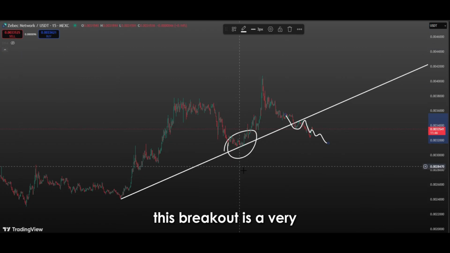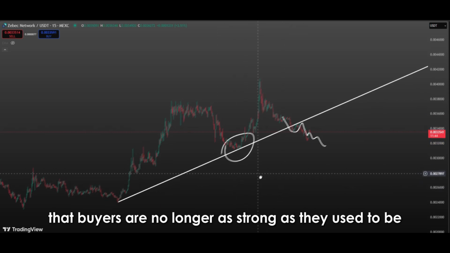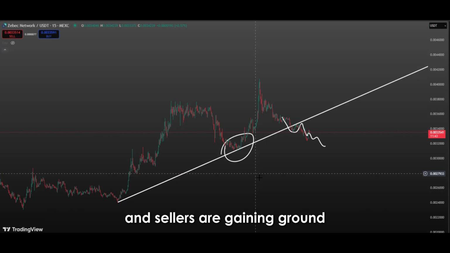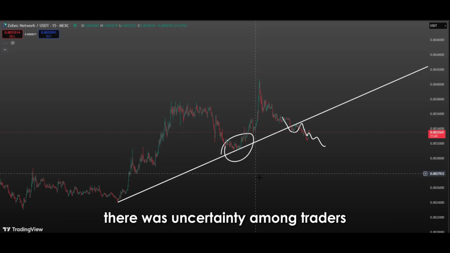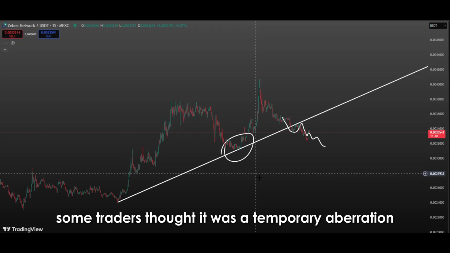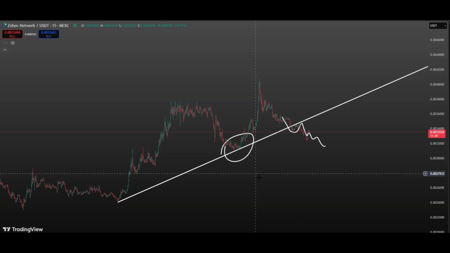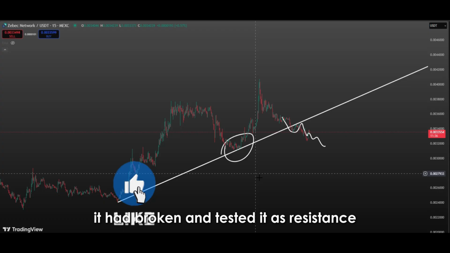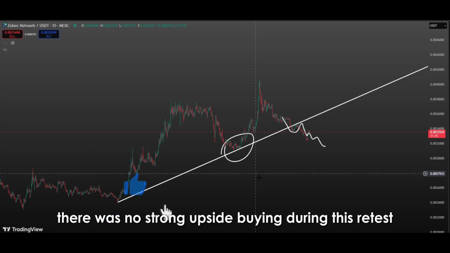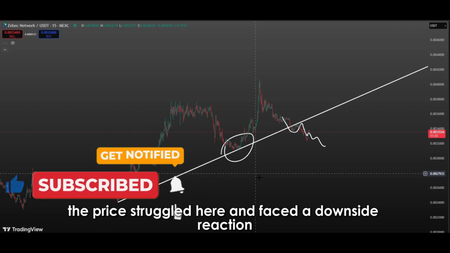This breakout is a very important development in technical analysis because a downward break of a trend line indicates that buyers are no longer as strong as they used to be and sellers are gaining ground. With the price breaking below this rising trend line, there was uncertainty among traders. Some traders thought it was a temporary aberration, but the subsequent retest disproved this view. This is because the price recontacted the trend line it had broken and tested it as resistance. There was no strong upside buying during this retest, but rather the price struggled here and faced a downside reaction.